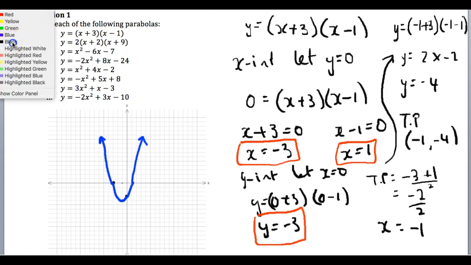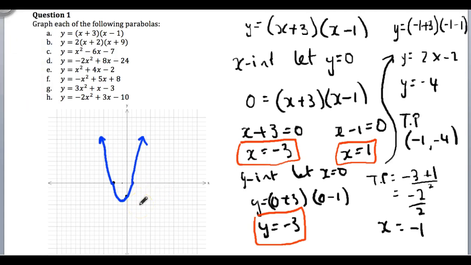But before you finish, make sure you actually label it. So remember your x-intercepts were at 1 and -3, and your y-intercept was also at -3 down there. The turning point was -1, -4. Okay, so as long as you've got all those features on there, you've drawn your graph. Well done. Okay, let's move on to the next one.